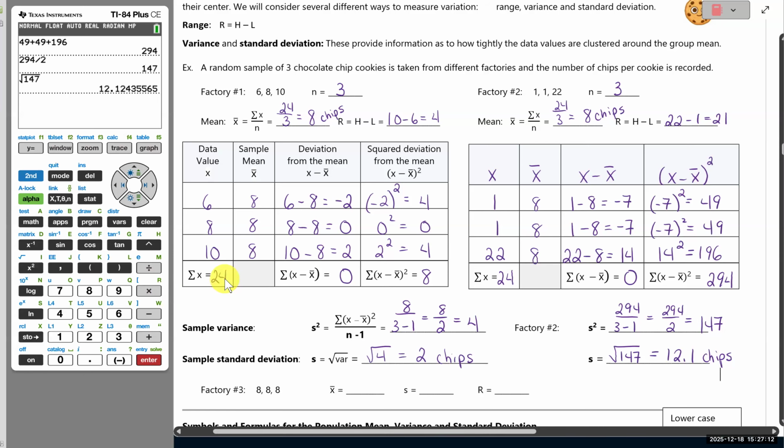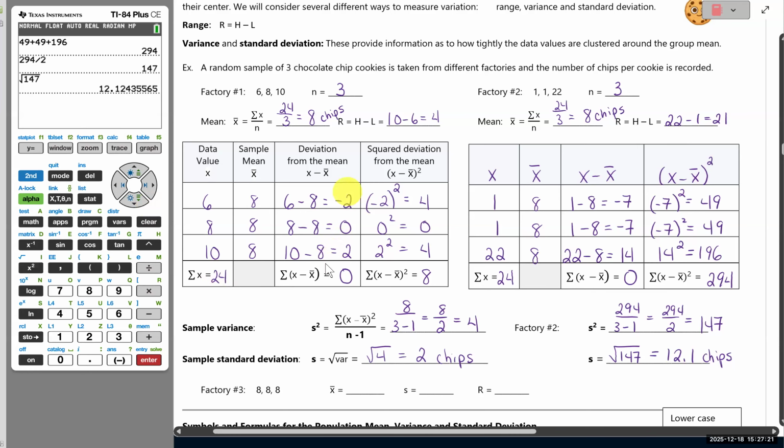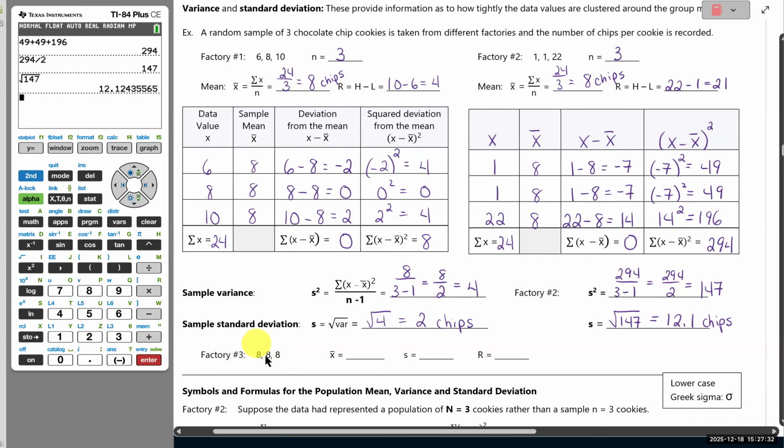All right, and don't worry about having to ever do these calculations again. We're just going through it once so you get the idea. And what's coming up is we'll just get these values from a graphing calculator, and we're not going to have to do tables and do all this math. All right, but before we leave these cookies, let me just bring up factory number 3. Now, factory number 3, we picked 3 chocolate chip cookies, and this is a really consistent factory. Every single cookie that they picked here in our sample had 8 chocolate chips.